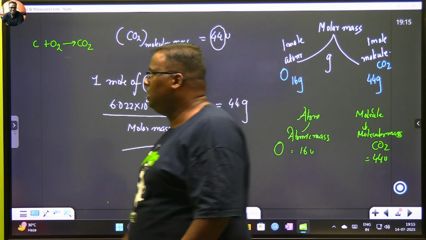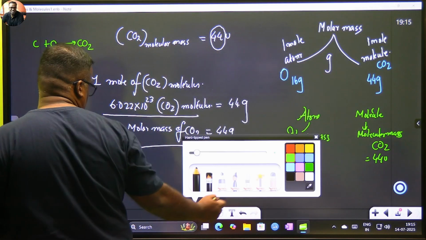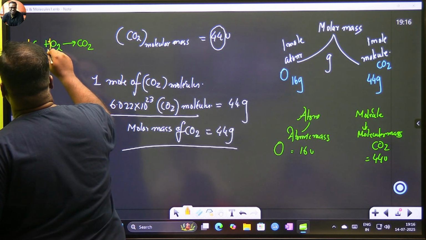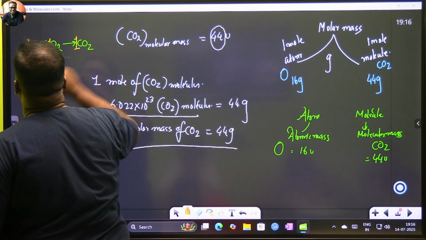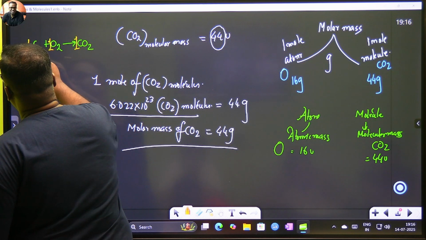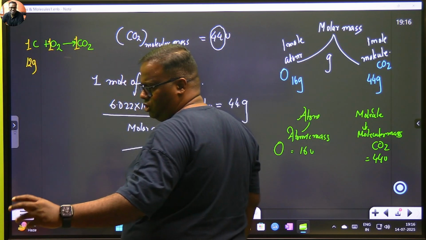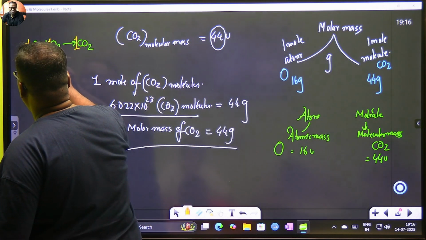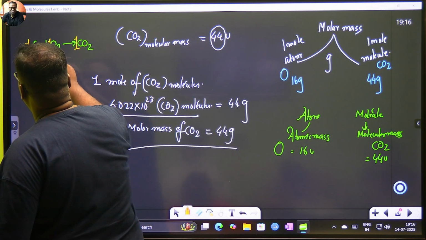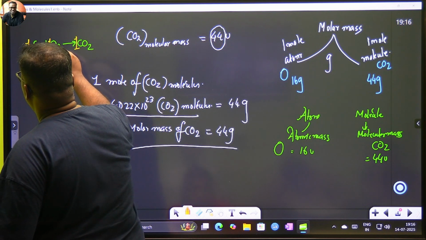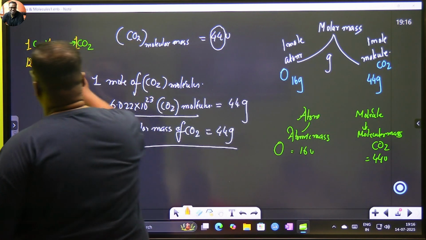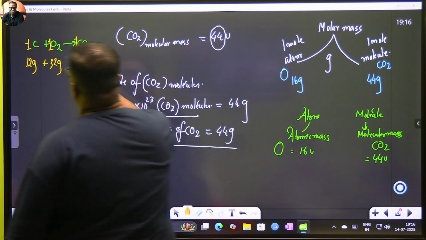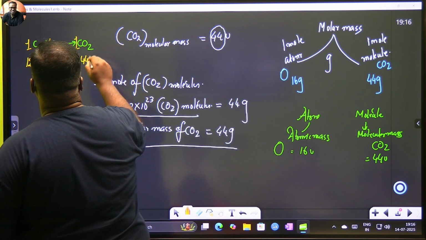To see it in a real world, it would be 1 mole of carbon atoms reacts with 1 mole of oxygen forming 1 mole of CO2. Means if you bring 12 grams of carbon from the market, which is appreciable, 12 grams can be taken on hand, it will react with how much oxygen gas? This is molecular mass, so it will react with 32 grams of oxygen picked up from the atmosphere, and the carbon dioxide gas formed will be 44 grams.